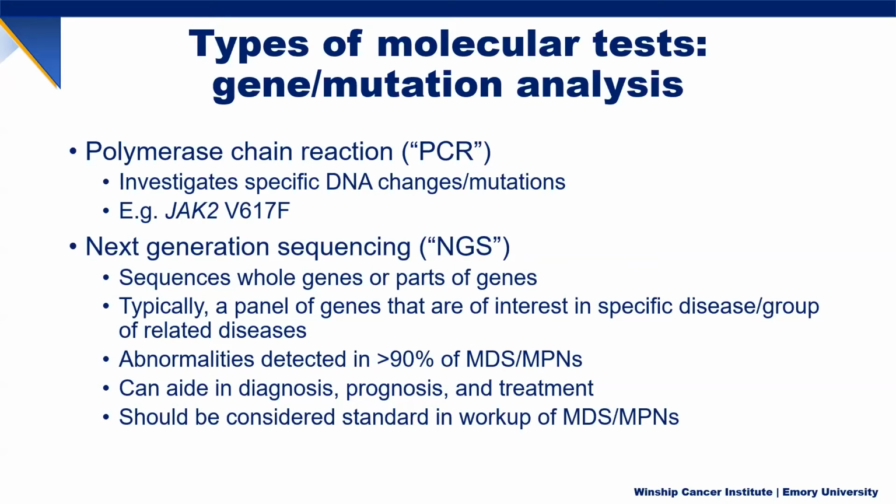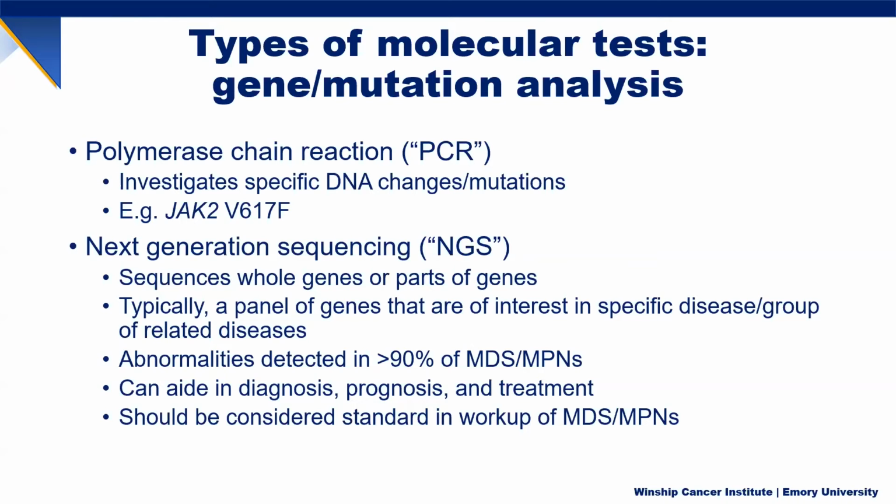Or polymerase chain reaction. This is a way to, again, look at specific things that we know we want to look for. A common one would be this mutation in a gene called JAK2, specifically at this position called 617 in that gene. That's a common mutation we see in MPN diseases. Sometimes we'll send a PCR just to see if that's there, but it's really only going to find exactly what you're looking for.